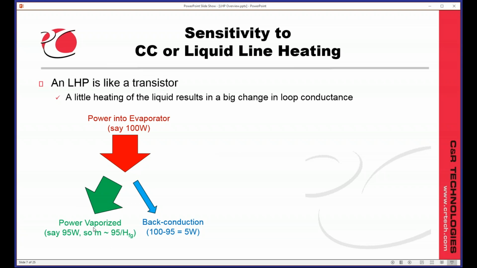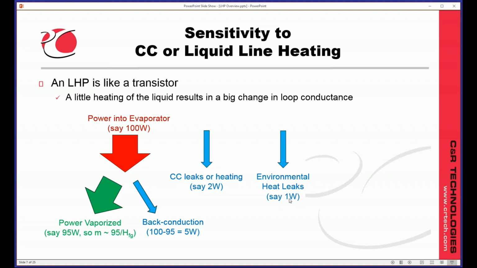And so, say 95%, these are just rough numbers for talking, this isn't typical, but let's say that 95% of the power ended up on the outside or the right side of the wick, and 5% ended up on the wrong side or the inside of the wick. In addition to that, you're going to have other things like maybe intentional heating or heat leaks on the compensation chamber. As you saw, the evaporator and the compensation chamber are right next to each other, so it's pretty easy for heat to leak over in this nice hot zone into a zone you don't particularly want to heat. And of course, other sources of environmental leaks. Just to be generous, we're going to say these are very small, 1 or 2 watts.